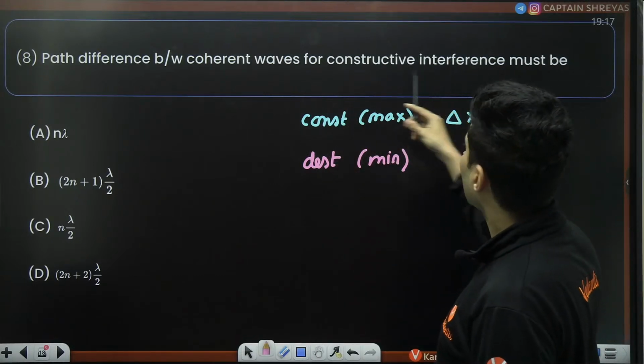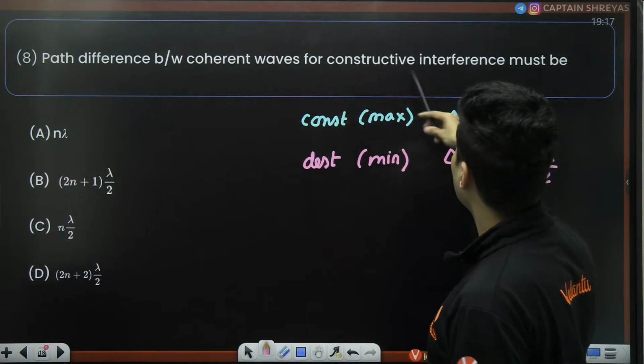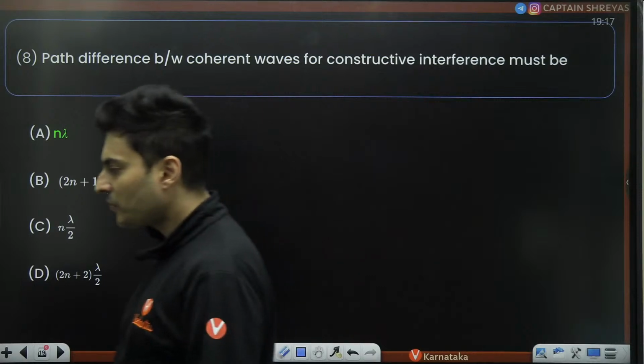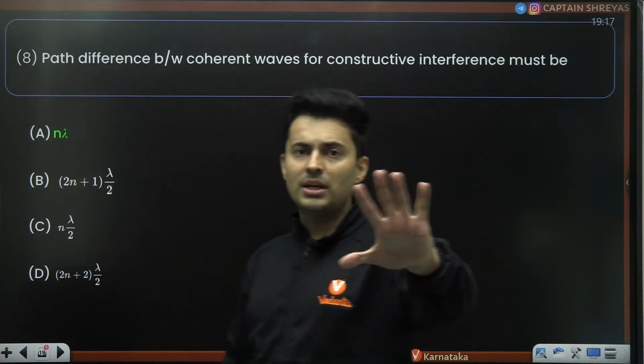In this question, what is needed? Path difference for constructive, that means option A, n lambda. Option A. Got it, my dear students?